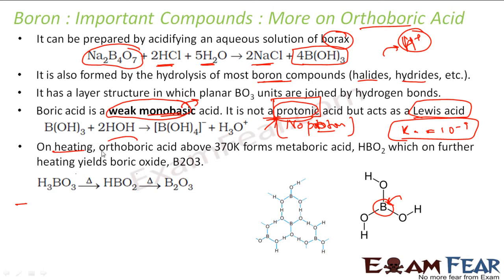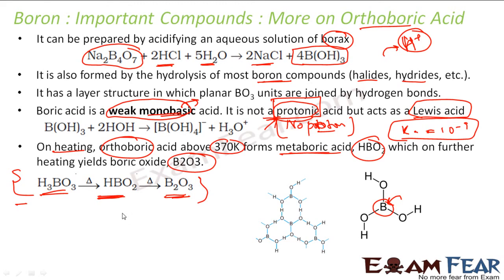On heating boric acid above 370 Kelvin, it forms metaboric acid, HBO2. And when you heat it further, it gives boric oxide, B2O3. So you have boric acid, you heat it, you get metaboric acid, you heat it further, you get boric oxide. This is the property of boric acid.